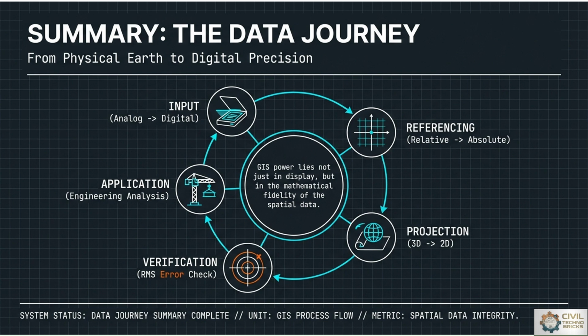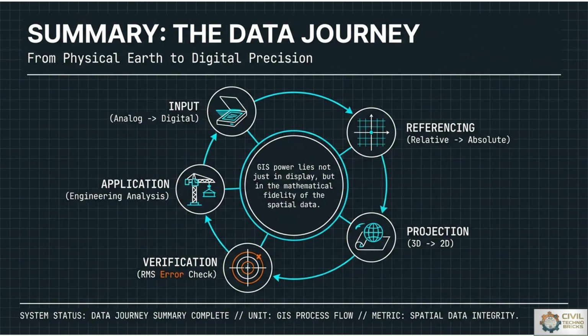So the input is analog to digital. We have to collect the digital data only, or we have to convert the physical earth data to digital precision, so that the input is more reliable for the secondary application or procedure of digitization and scanning.